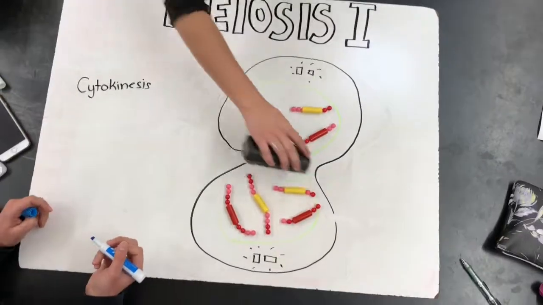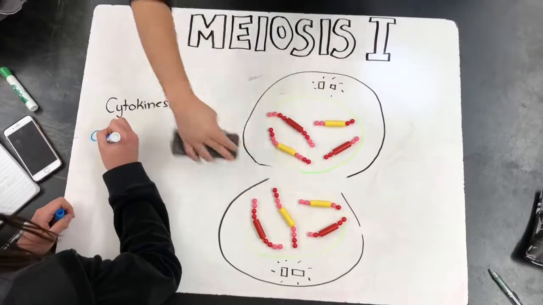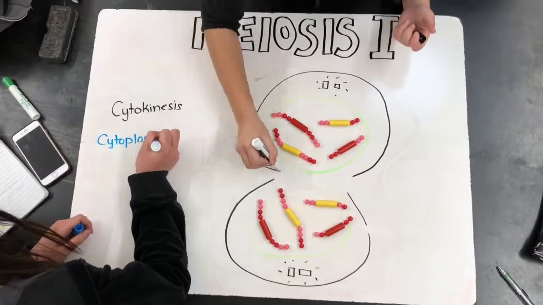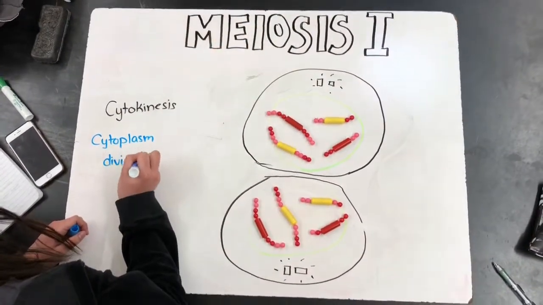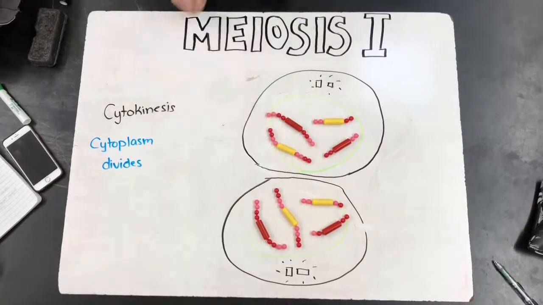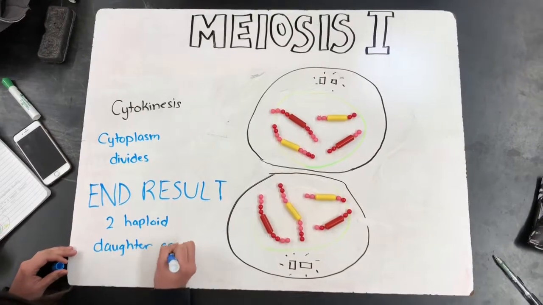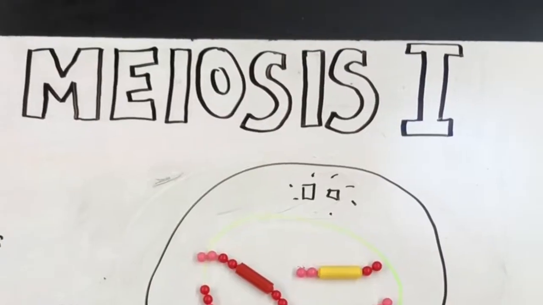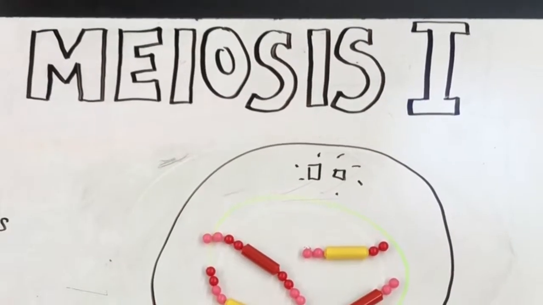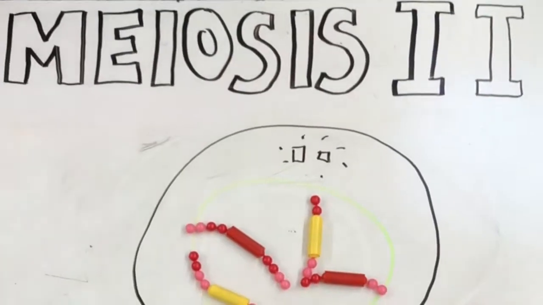Cytokinesis 1. In the last phase of meiosis 1, cytokinesis, the cytoplasm divides. The end result of meiosis 1 is 2 haploid daughter cells. The end of meiosis 1 begins the start of meiosis 2.